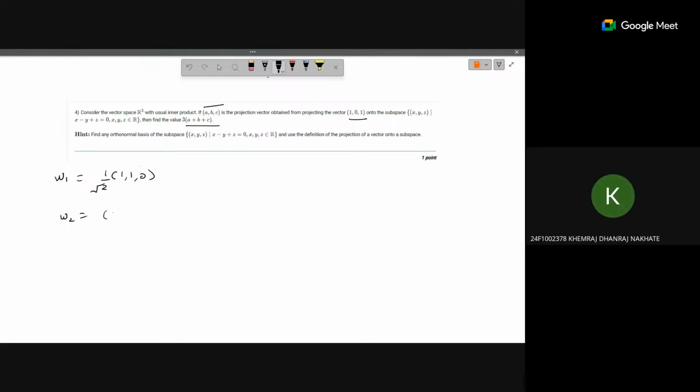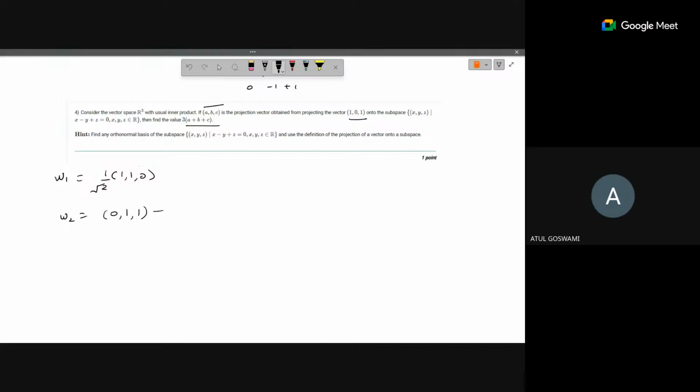0, 1, 1. Okay, let me check. 0 minus 1. Yeah, this is on this plane. So this is just a simple vector. We don't care whether this is perpendicular or not. We'll just subtract the projection of this vector on the first vector.